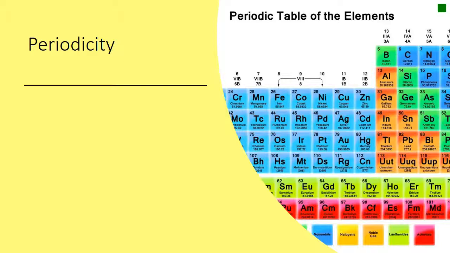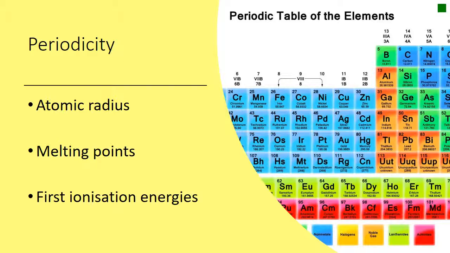But what we really want to study here is the trends across period 3 in atomic radius, and also the melting points of those elements across period 3, and also their first ionization energies, the amount of energy that's required to pluck off the first electron, the outer electron, from one of their atoms for each of the elements across period 3. So that's what we're going to do.